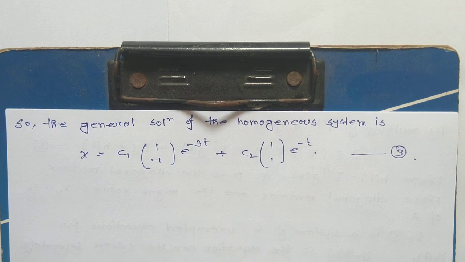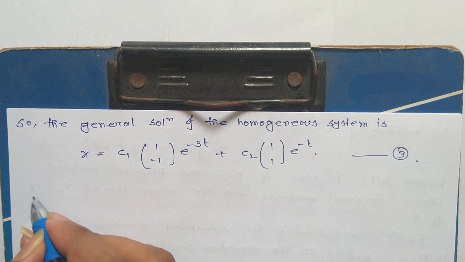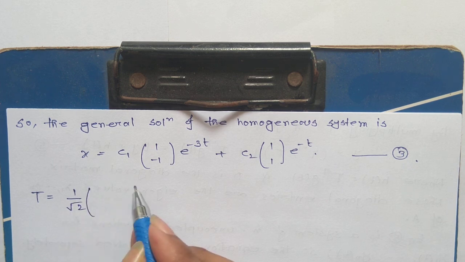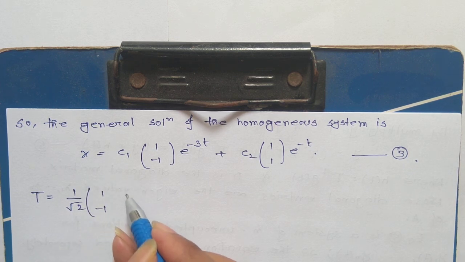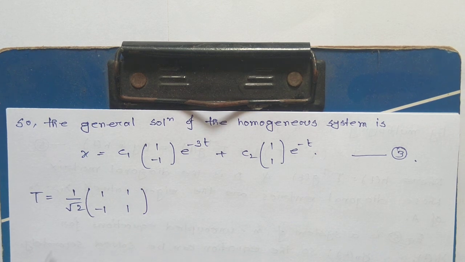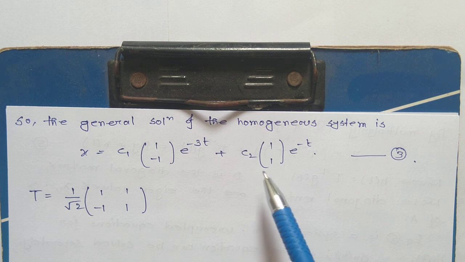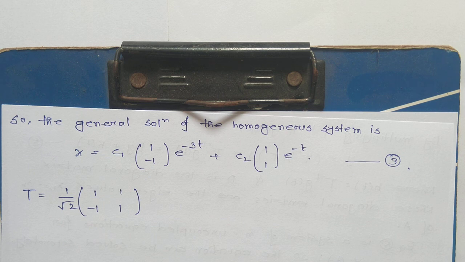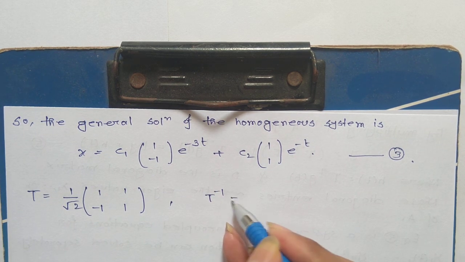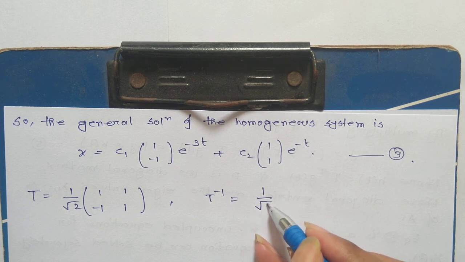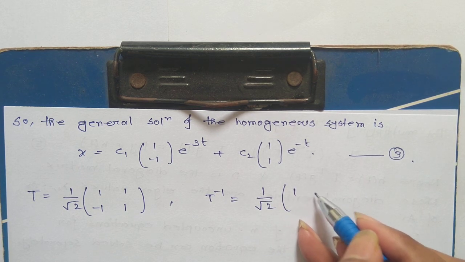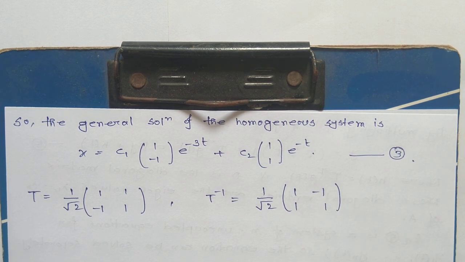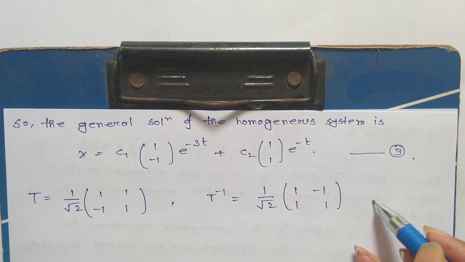Now we'll write the matrix T. So T will be 1 by root 2 times [1 1; -1 1]. This 1 by root 2 comes from normalizing the eigenvectors. We have normalized these eigenvectors, so that's why the 1 by root 2 is in. And T inverse will be 1 by root 2 times [1 -1; 1 1]. Now let's say this is 4.